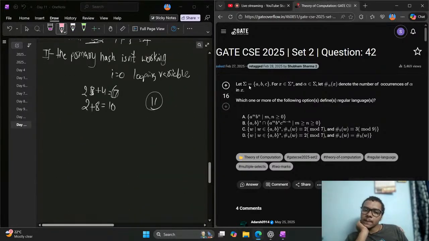Okay, this is the set of alphabets, I think, and x belongs to, okay, every possible combination, and number of occurrences of a in x. Which one of the following options define regular languages? So I did this one. No, I did not do this one. Okay.